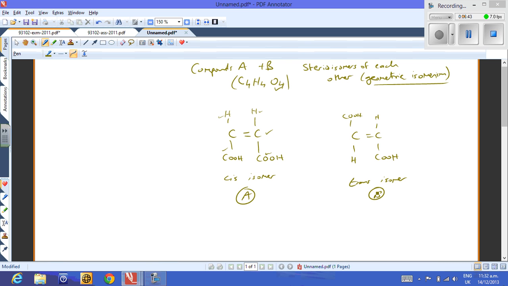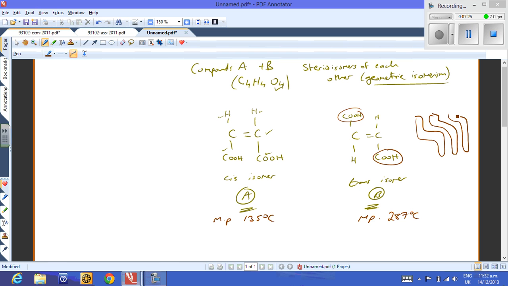Now, the reason I know that compound A is this one and compound B is the trans has to do with the melting point information that you were given. So the melting point for A is 135 degrees Celsius, and the melting point for B is 287 degrees Celsius. And this is because compound B, if you think about it, can be represented like this. And therefore, because this is quite a bulky side group right here, these molecules can slot into each other, one molecule into another like that.